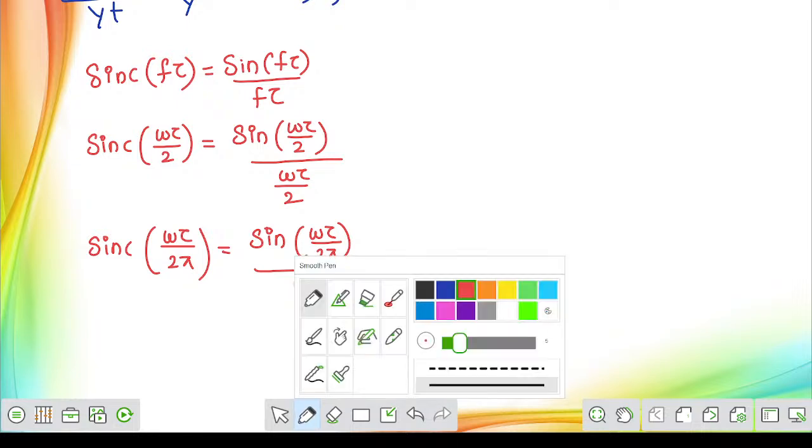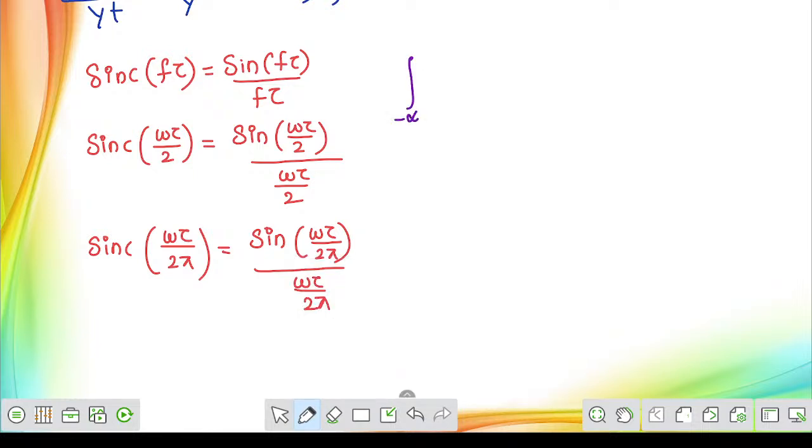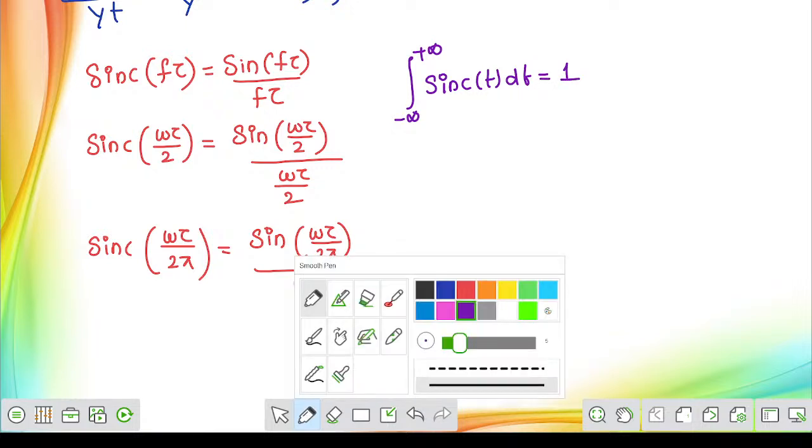Let me define some of the most important integral properties of a sinc function. If you are integrating a sinc function over the interval of minus infinity to plus infinity, that is, integrating sinc of t with respect to dt, then this net value will be equal to 1. Directly we can say this net value will be approaching 1.